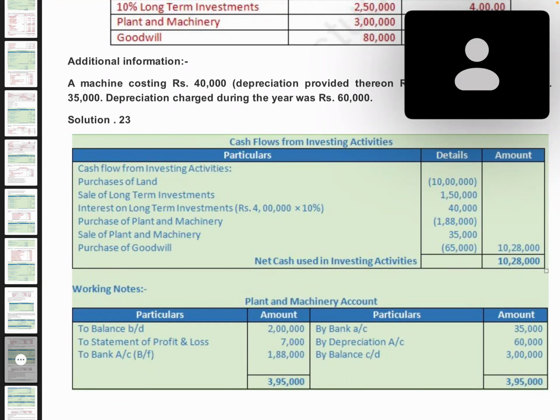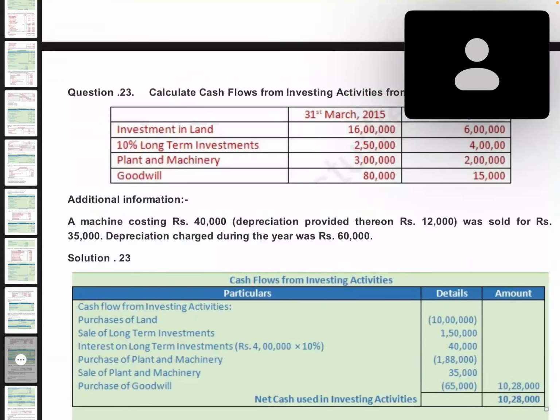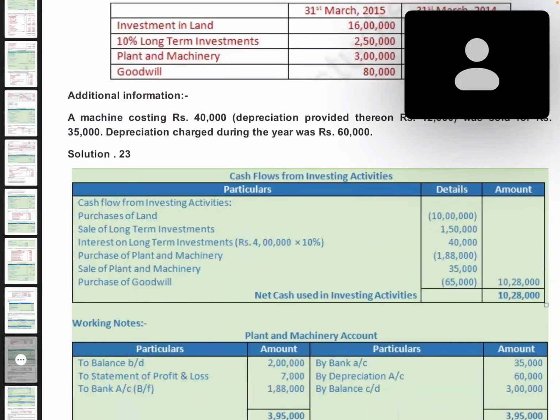The first thing is the purchase of land, 10 lakh. I haven't calculated interest on long-term investment. You haven't calculated interest on long-term investment. Okay, you have to prepare the account for that. Okay, I got it. So 10% long-term investment is there, right? So for that, you have to calculate the interest on investment as well, which will be 40,000. You got the mistake? Yes. Okay.